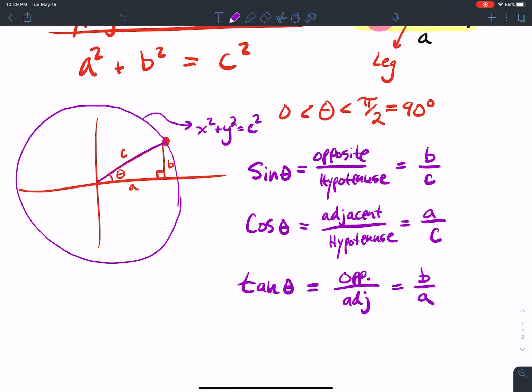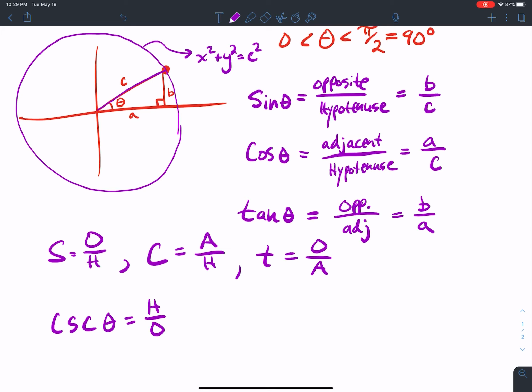All right. Now, cosecant, secant, and cotangent are just reciprocal functions. So once you know sine, cosine, and tangent, you know that cosecant theta is hypotenuse over opposite. Secant theta is hypotenuse over adjacent. And cotangent theta is adjacent divided by opposite. Okay, it's literally the reciprocal of what we just had.